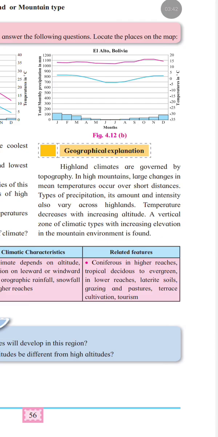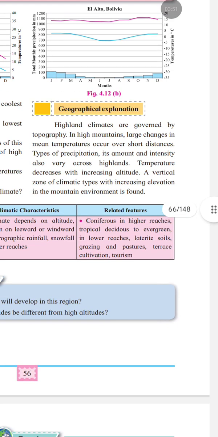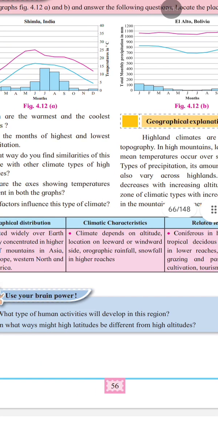For example, as we move from the lower part of a mountain towards its higher reaches, the temperature gradually decreases. So a mountain region can have different climatic conditions at different elevations. This creates a vertical zone of climatic types with increasing elevation. In simple words, we can say as altitude increases, temperature decreases, and climatic conditions change from the lower to higher parts of the mountain.